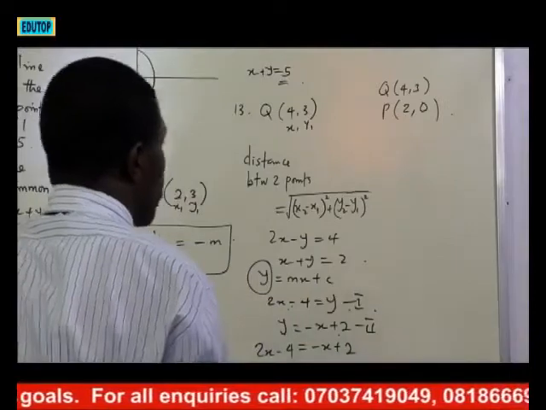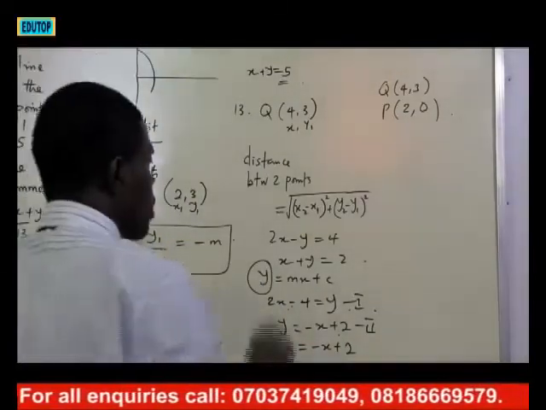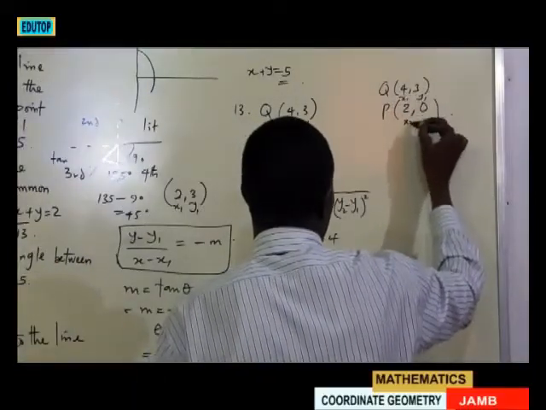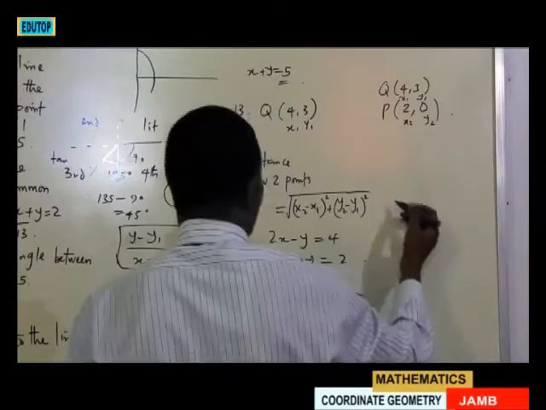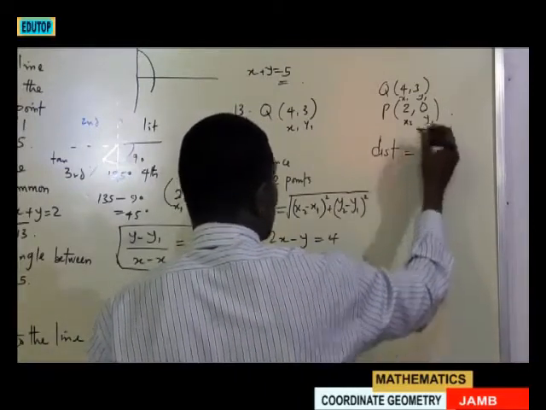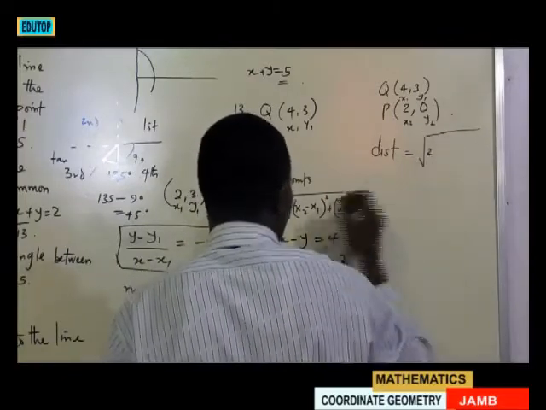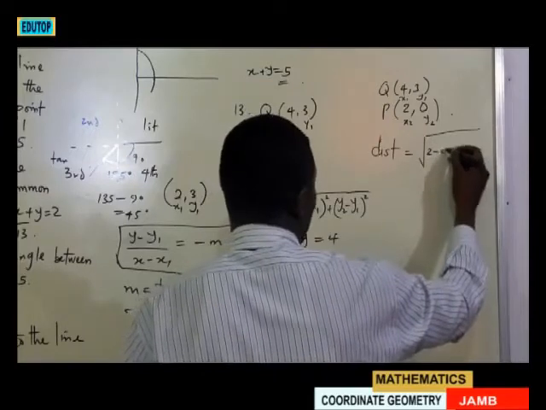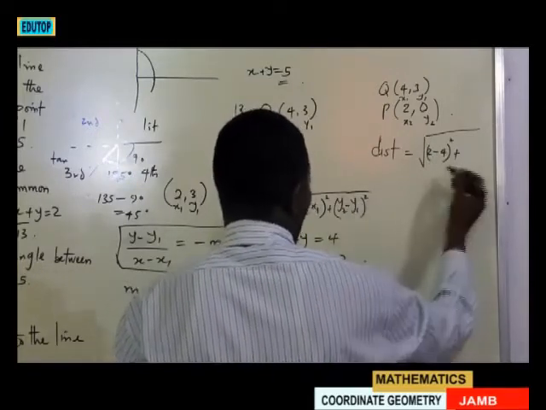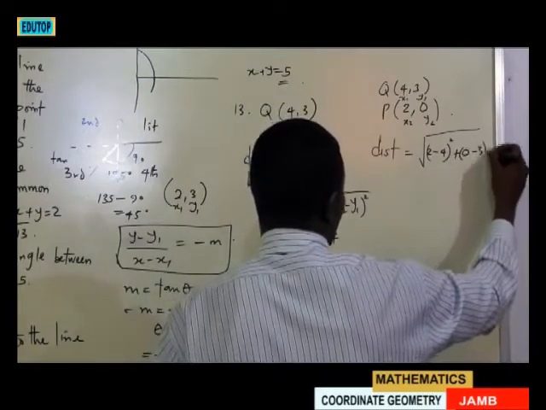So having gotten the second point, I can now go ahead to solve for the distance between the 2 points using this formula. This is x1, y1. This is x2, y2. Distance will now be equal to the square root of x2, what is my x2? 2, minus x1, what's my x1? 4, all squared, plus y2, what's my y2? 0, minus y1, 3, all squared.